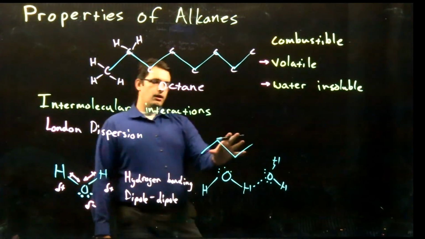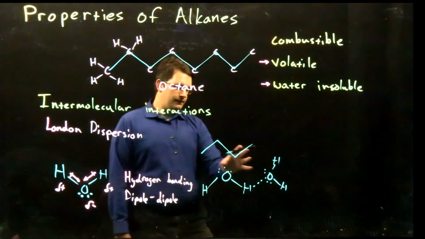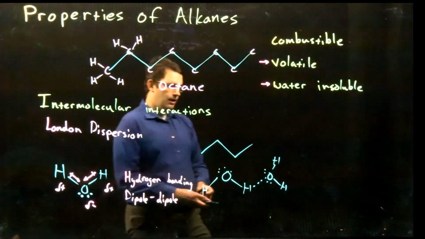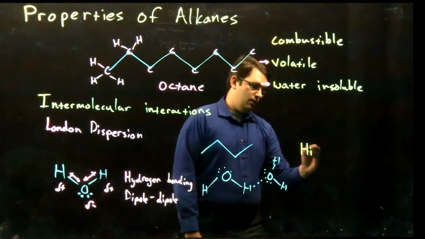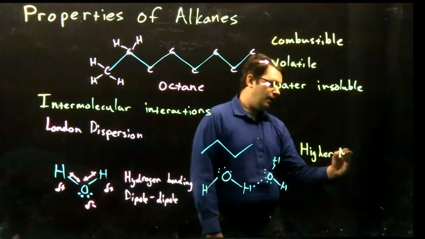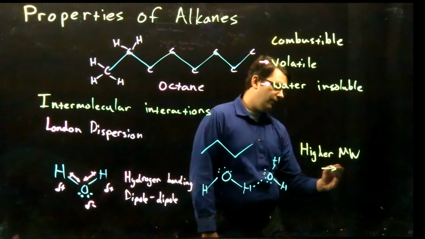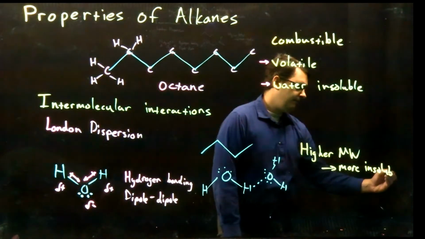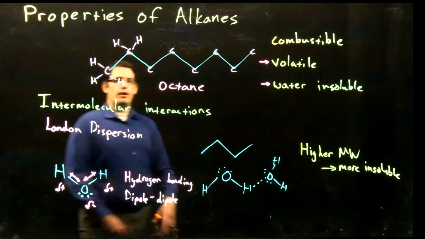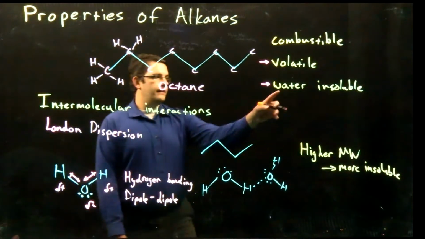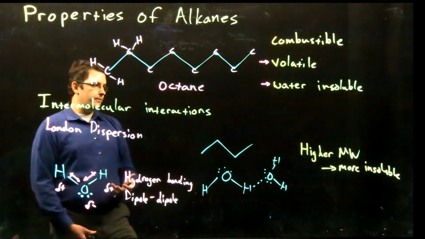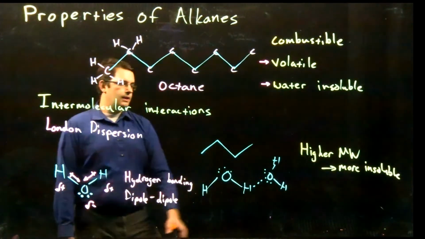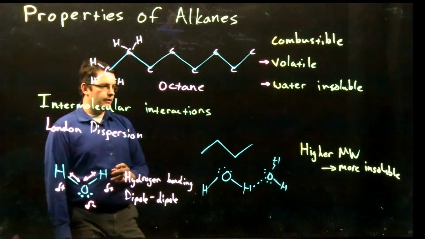The larger our alkane is, the harder it is for it to mix with water, because the more it breaks up our hydrogen bonding of the water. And so our higher molecular weight of our larger alkanes leads to a more insoluble molecule. So our octane of our gasoline is water insoluble because it has a higher molecular weight, it only has those London dispersion interactions, and it can't hydrogen bond with our water molecules.